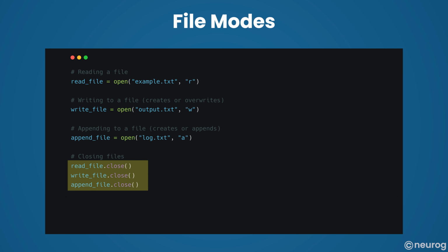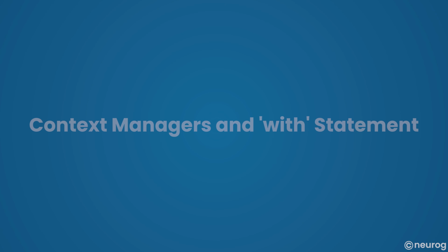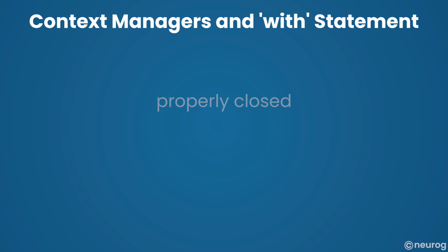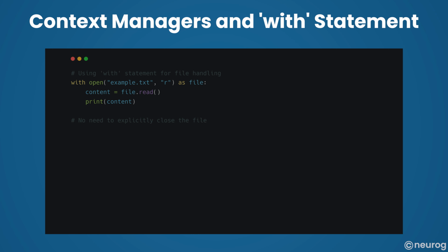Now that we understand file modes, let's explore a safer way to handle files using context managers. Using the with statement and context managers is a safer way to handle files. It ensures that files are properly closed even if an error occurs. Let's use context managers with the with statement. In this code, we open example.txt using a with statement. The with statement automatically manages the file's context, ensuring it's properly closed.